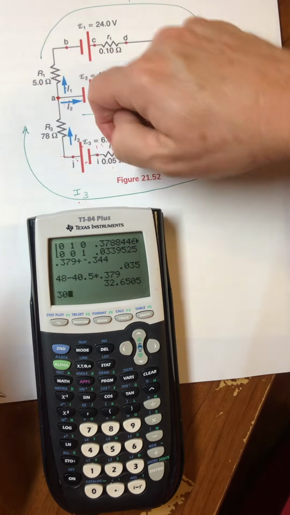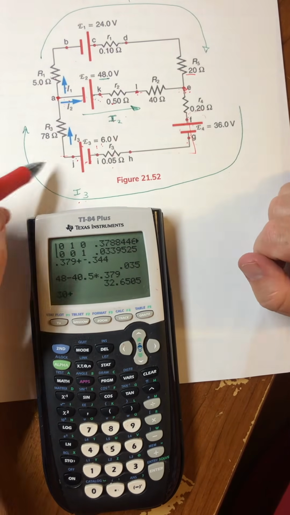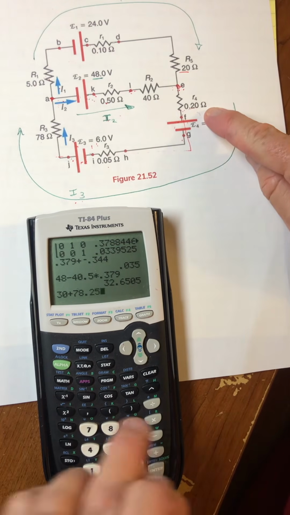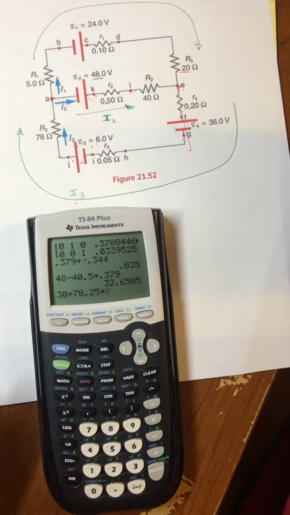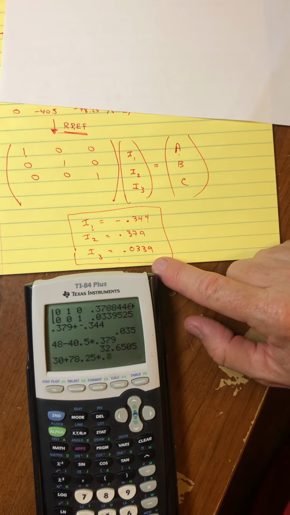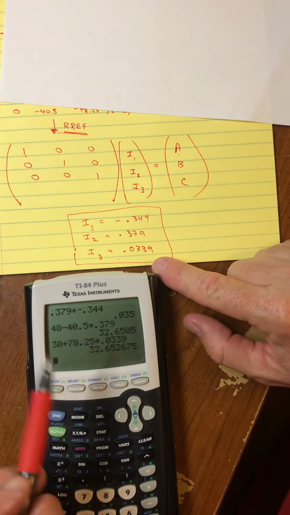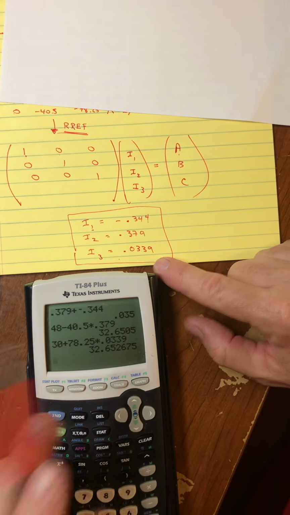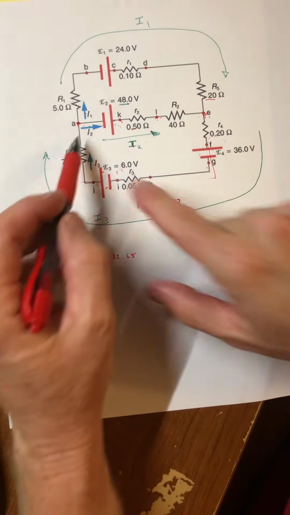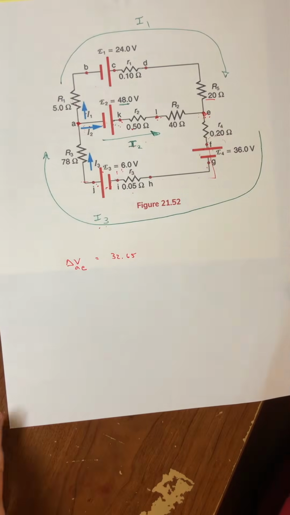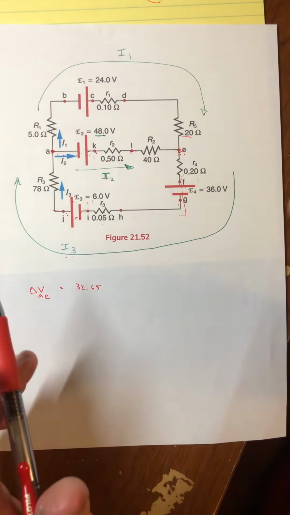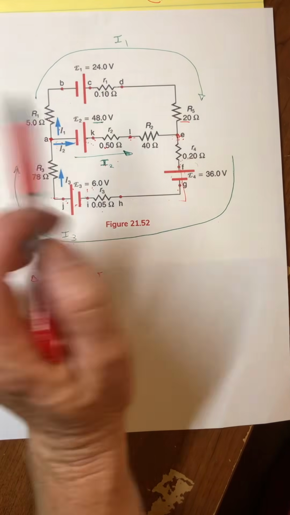And then I'm going against the current, so plus, and I can just add these together again, the 78.25 times this very small amount of current, which is 0.0339, and that should be that 32.65. So good. It is confirming that going from A to E along the center branch or A to E along the bottom branch is still an increase of the 32.65. And then we can do from A to E along the top one too.